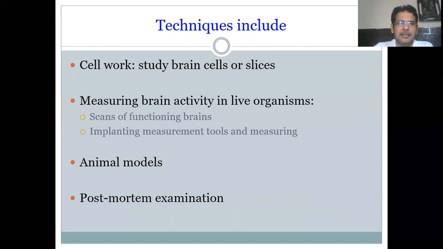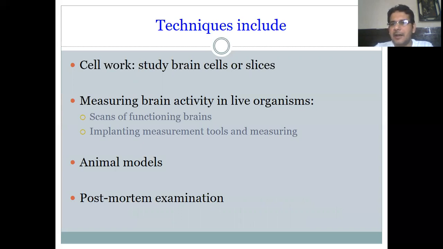Organisms, the scans for functioning brains, how we can check the activity in specific parts of the brain. Like if somebody is happy, we can see the changes in the pleasure center of the brain. If somebody is sleepy, then we can see the inactivity in the sleep center or the activity in other portions of the brain. And then implanting measurement tools and measures.